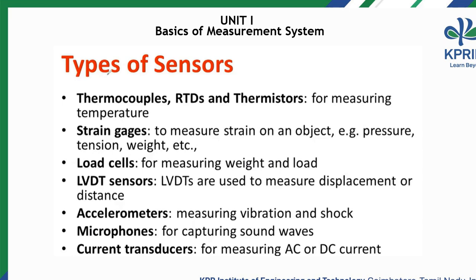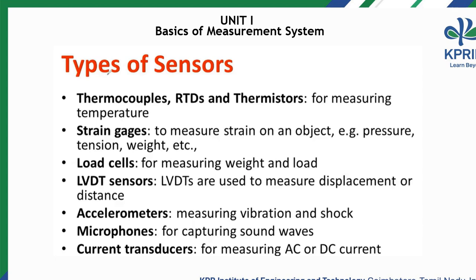And now in this slide, you can see the types of sensors, different types of sensors. Thermocouple, RTD, and thermistors are sensors that can measure temperature. The next one is the strain gauge. To measure pressure, tension, and weight, we use a sensor called a strain gauge.